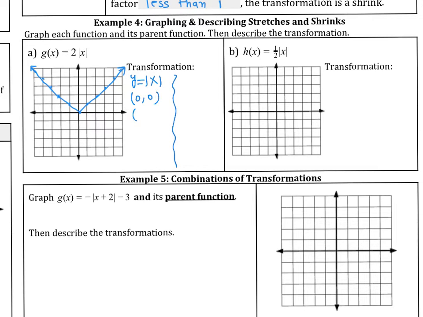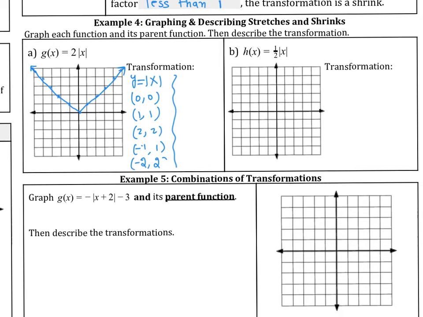0, 1, 1, 2, 2, and if you want to get the negative side, it's the same thing: negative 1, 1 and negative 2, 2. Remember, these are the points that I got from the table when we made the table for the parent function.